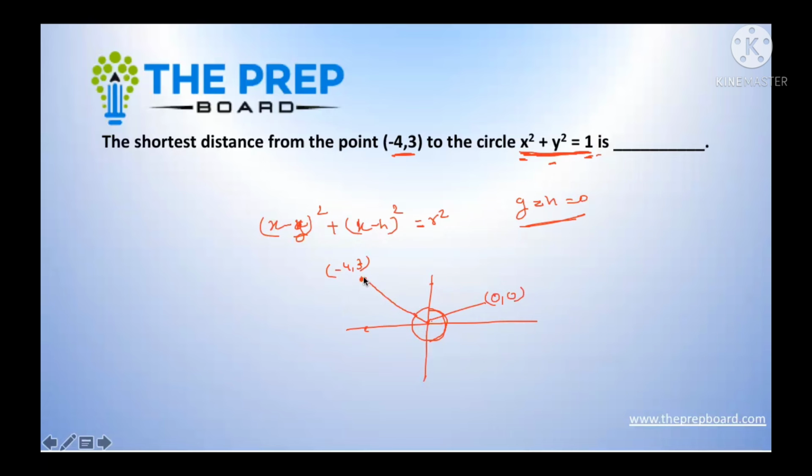We know this height is 3 and this is 4. So by using the Pythagoras theorem, this is √25 or 5. So the distance between the center of the circle and this point is 5, but we need the distance from the circle. As the radius of the circle is 1, this distance will be 4. I hope this is clear to all. It's a very easy one.